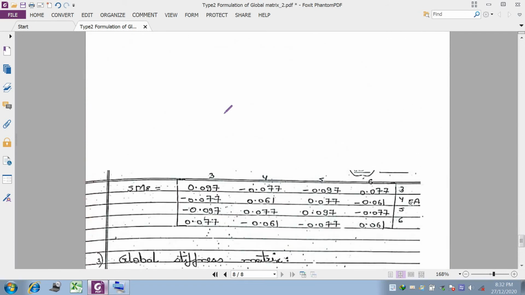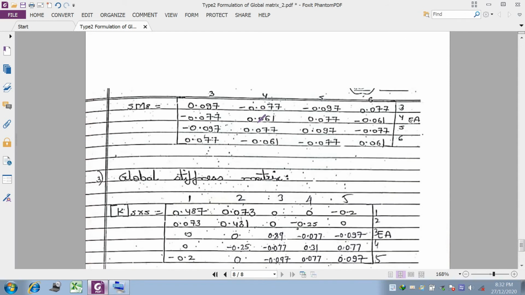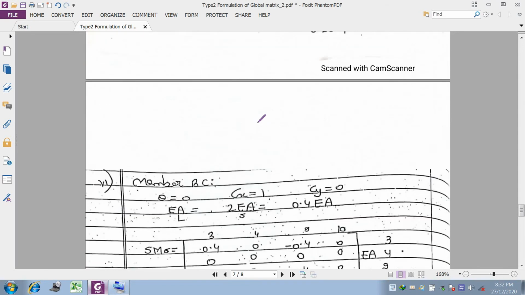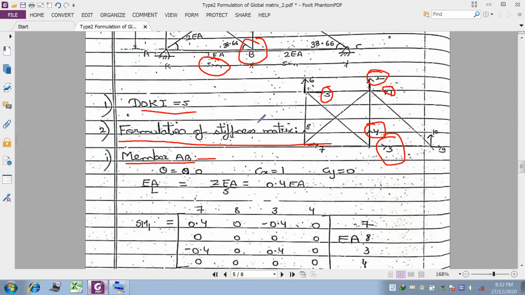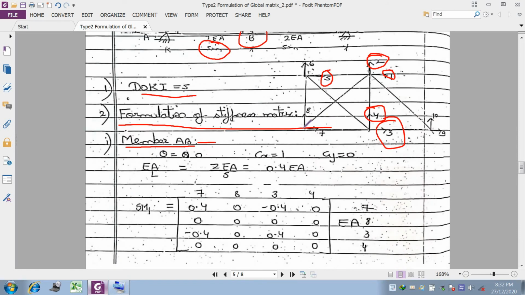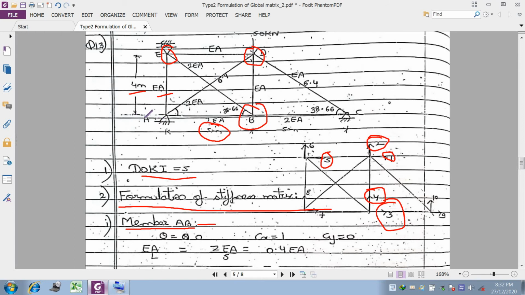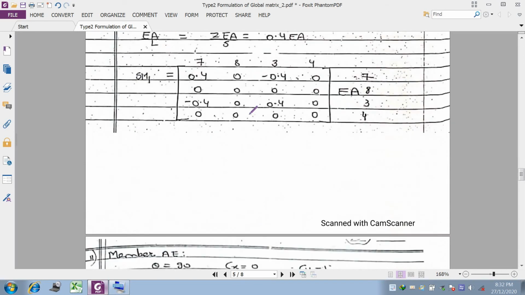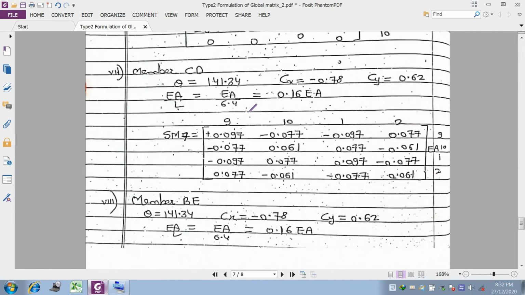So there are 8 members connected with each other, so we have to calculate the stiffness matrix for all the members. But one very important thing is that we have to start from the left hand side, that is, we have to consider joint A. So we have to calculate the structural matrix of the connecting members of A first, that is AB, AE, AD, then we have to go for E, D and B like that.